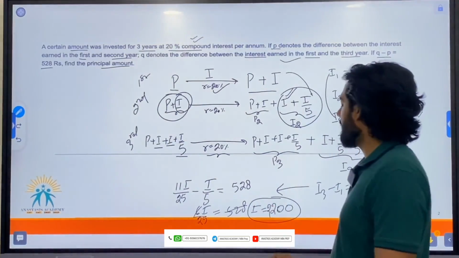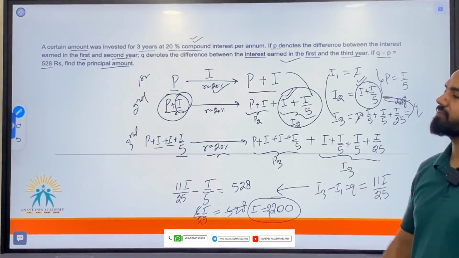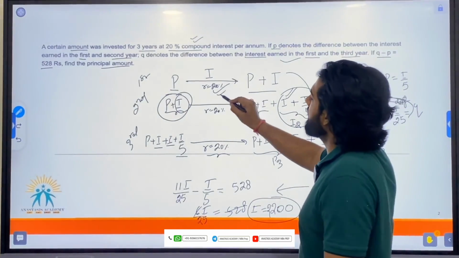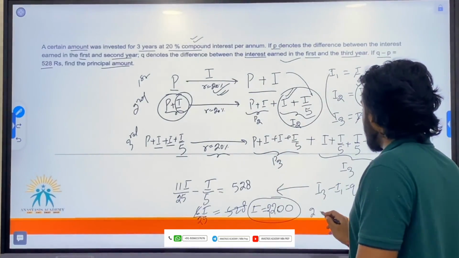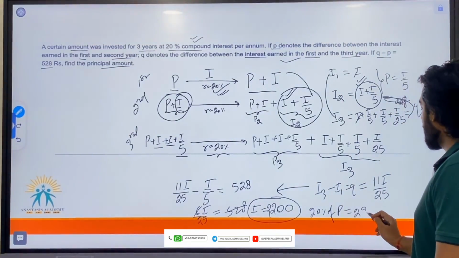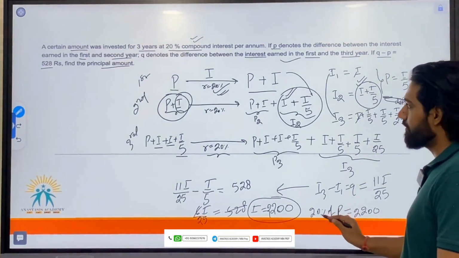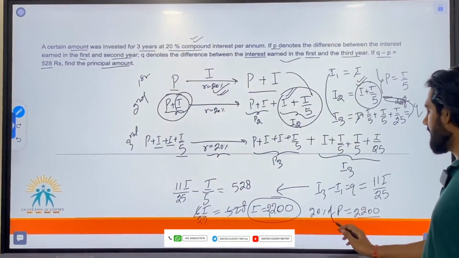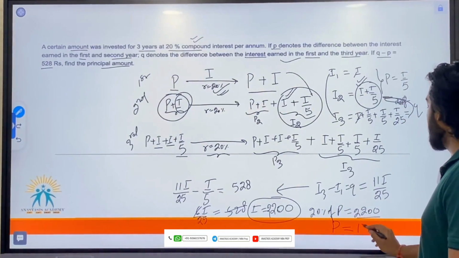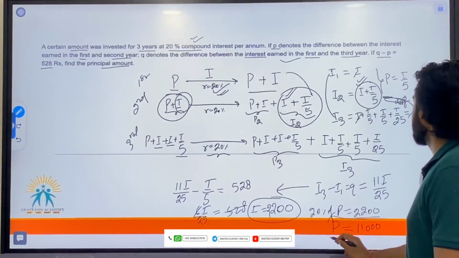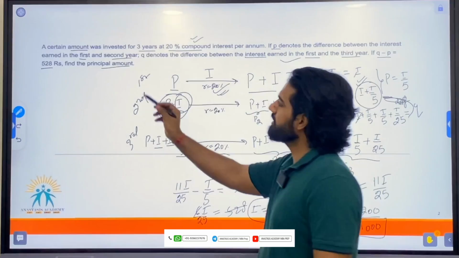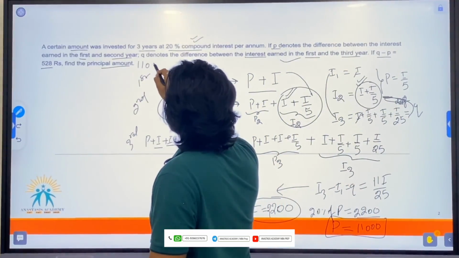So this is first year's interest. I is nothing but first year's interest on some amount at 20% rate of interest. So we can say 20% of this principal is 2200, or 1/5 of this amount is 2200. So 100% of this amount, that is my principal, would be 11,000. Principal would be 11,000. So the correct answer to this question, find the principal amount, is 11,000.